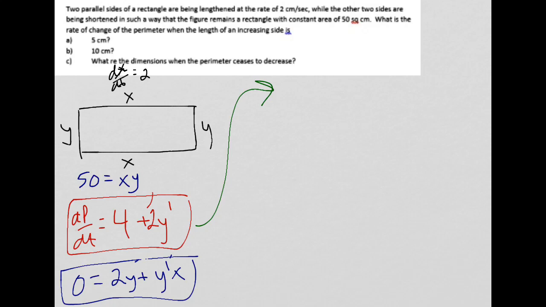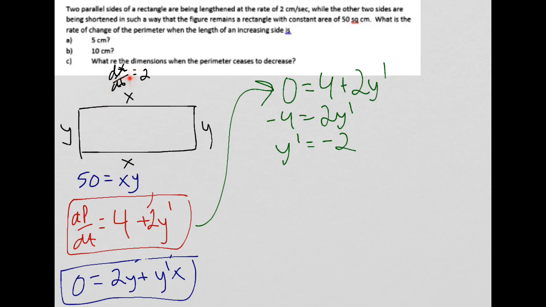So I'm going to take dP/dt and set it equal to 0, and I get 0 equals 4 plus 2y prime. Move the 4 over, actually, negative 4 equals 2y prime. Divide by 2, I get y prime equals negative 2. So that kind of makes sense, in all honesty. When this is increasing at 2 centimeters per second constantly, the perimeter is going to transition from increasing to decreasing when this is negative 2, right? So when it's kind of squared out in terms of the rates.